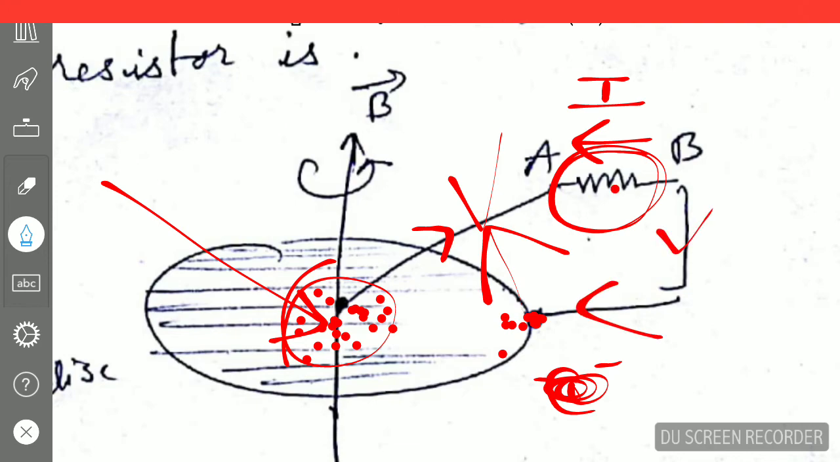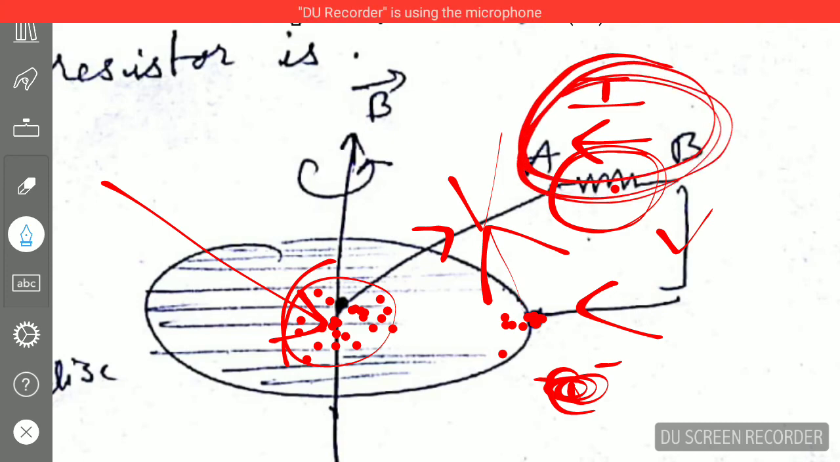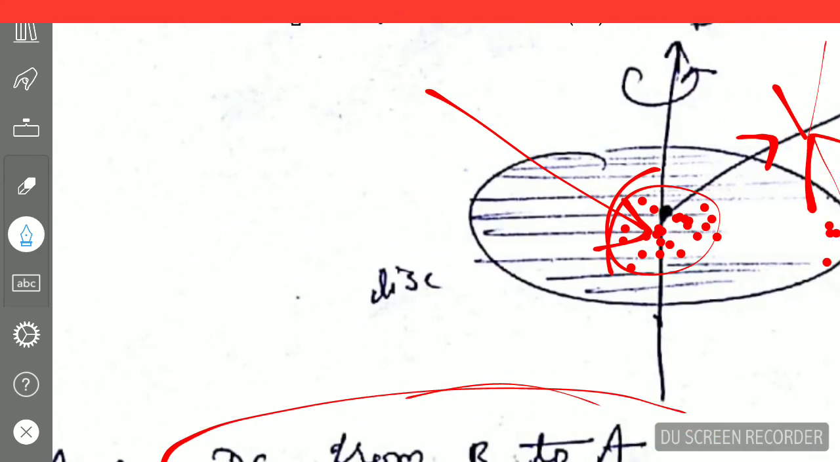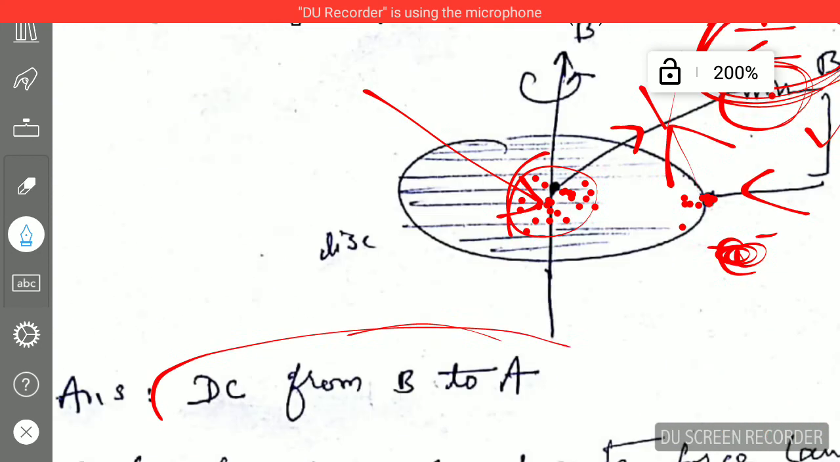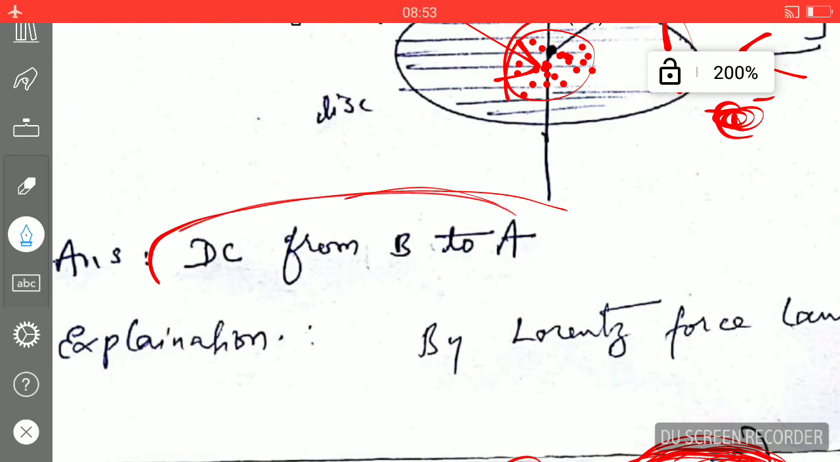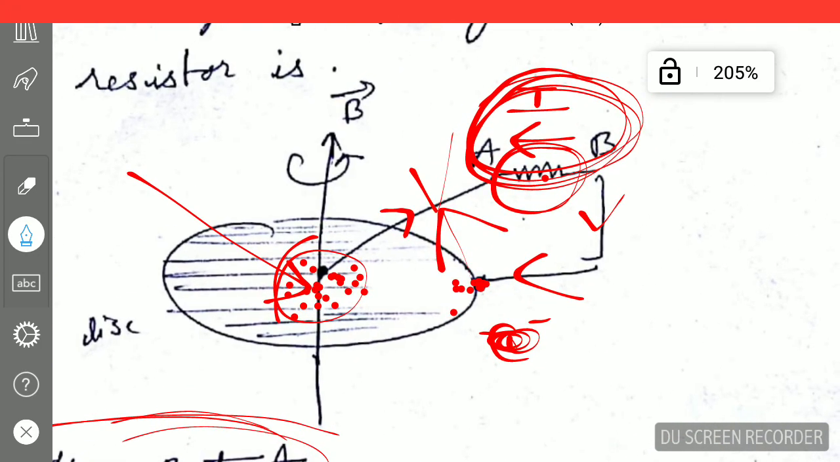But we already know that the direction of the current is opposite to the direction of the flow of electrons, so the direction of current will be from B to A. That's why the answer was the DC from B to A. So the current will flow from B to A.